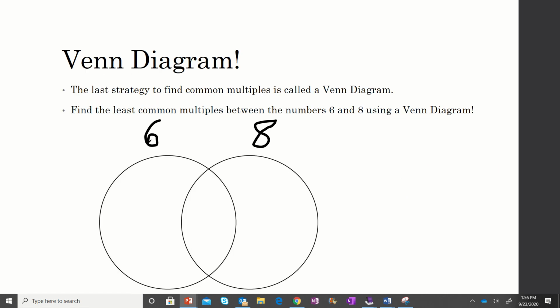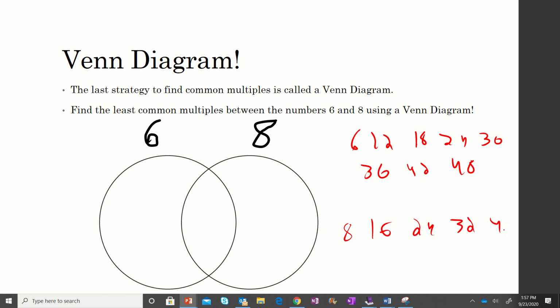Okay, we can also use, this is our last strategy, it's called a Venn diagram, all right? And we can find the least common multiples between the numbers 6 and 8 by listing them in a Venn diagram, all right? So what I normally do is, let's just go for a few here. We'll go 6, 12, 18, 24, 30, 36, 42, 48. Let's go, okay? Now we list the multiples of 8. 8, 16, 24, 32, 40, 48, all right?